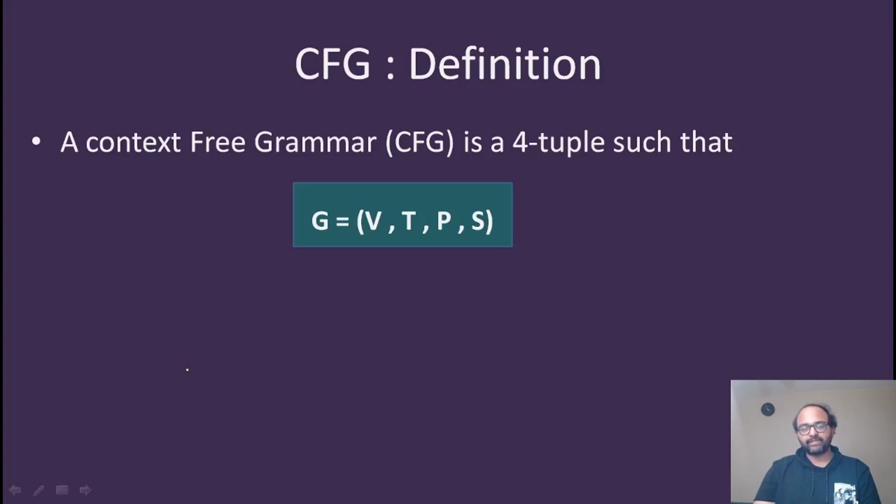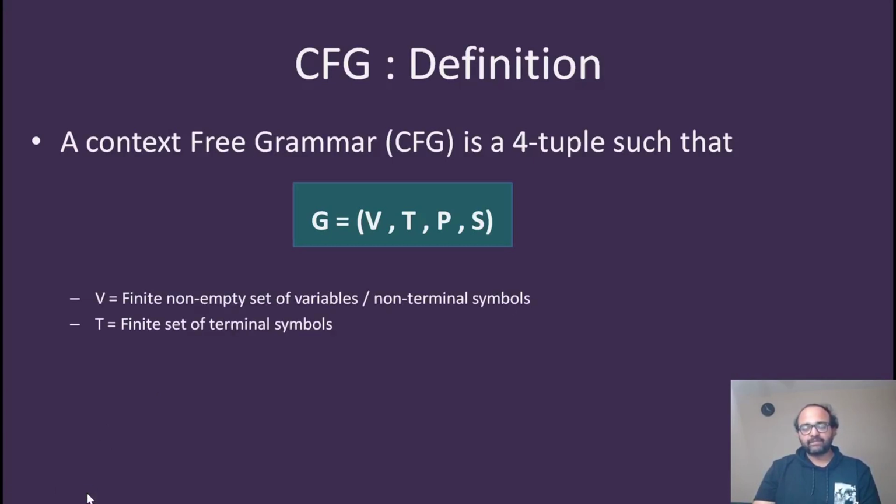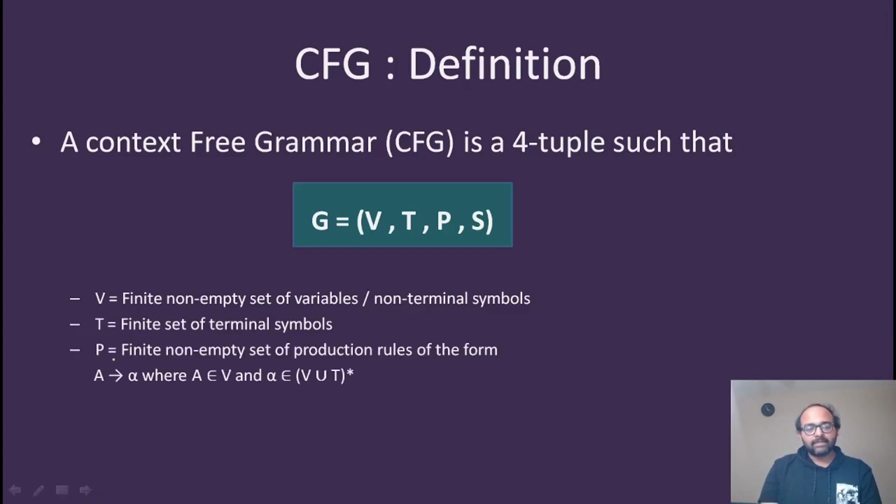G is equal to (V, T, P, S), where V is representing the variables or non-terminals, T is representing the terminal symbols, and P is representing the productions of the form capital A to alpha. Clearly, capital A is denoting a non-terminal in V, and alpha is taken as a combination of terminals and non-terminals, (V union T). And finally, capital S will be representing the start symbol. Here we represent both terminals and non-terminals as a finite set of symbols.